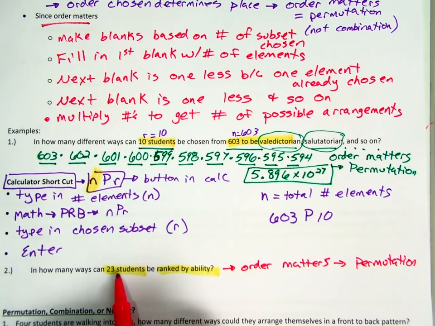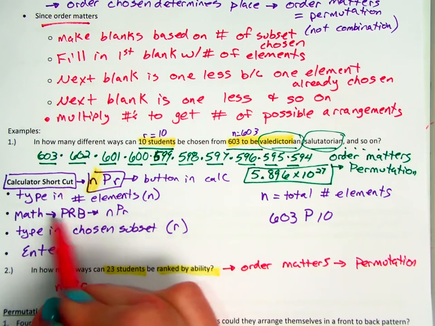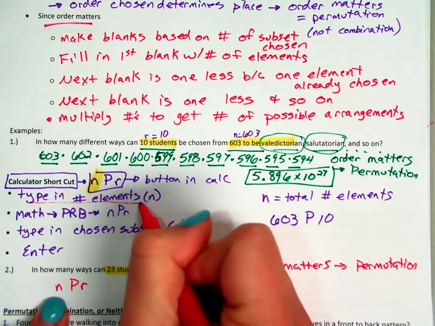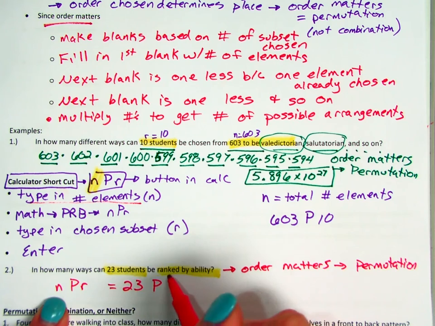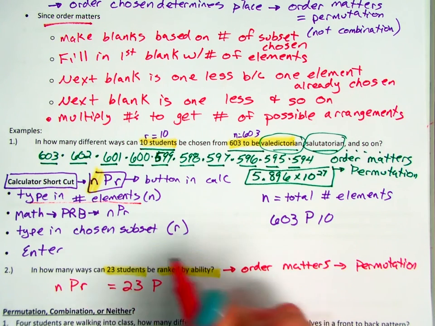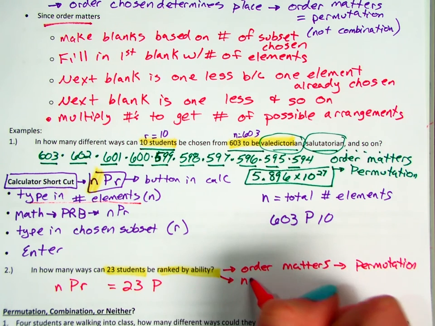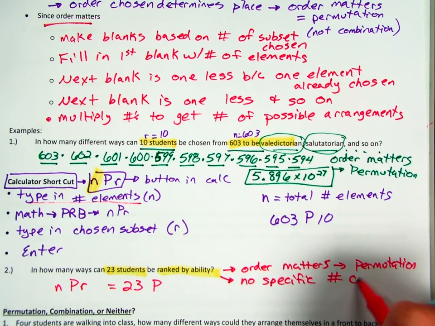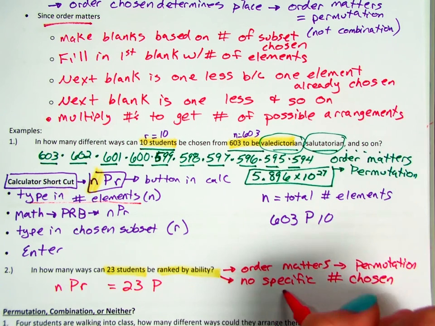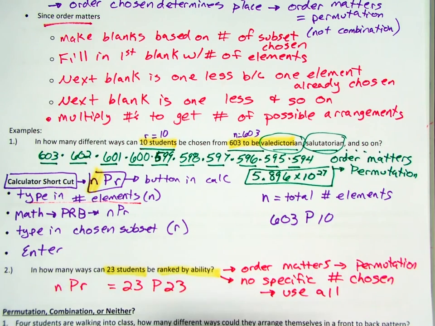Okay, now in this case it's nPr, where n was the total number of elements. So my total number of elements is 23. P, and then ranked by ability. It doesn't say we're choosing a specific amount. Since it doesn't say a specific amount, no specific number chosen means use all. So in this case, we're going to rank all 23. So it's going to be 23P23.